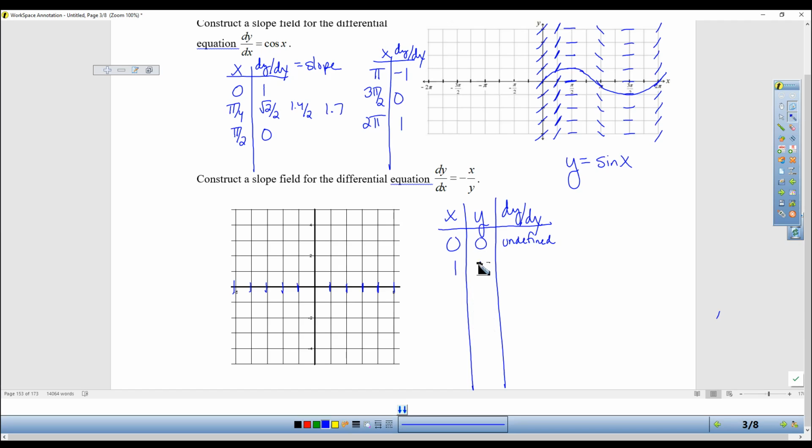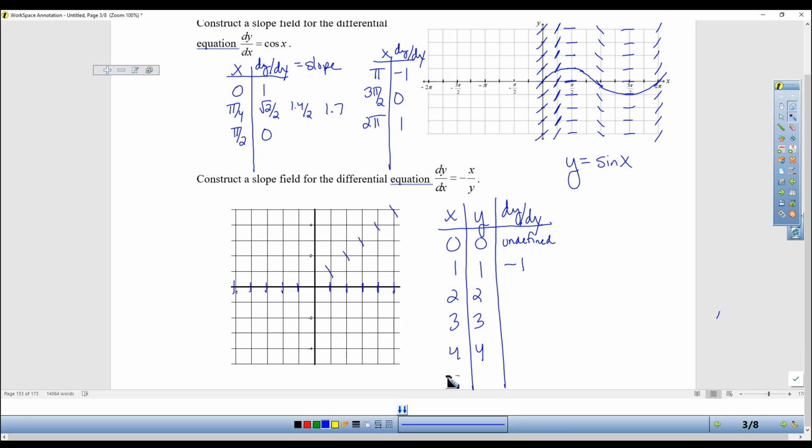Okay, let's do a different point. Let's do 1, 1. So if x is 1 and y is 1, then the slope is -1. So right here at 1, 1, I'm going to put a slope of -1. Now you got to look for patterns. The same is going to be true at 2, 2, 3, 3, 4, 4. But you're not going to want to actually write all those. So 2, 2 is going to have -1, 3, 3, 4, 4, 5, 5.